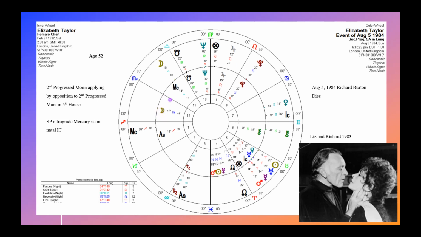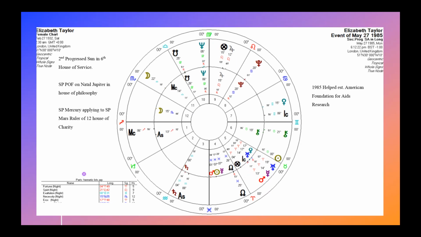And then we have secondary progressed Mercury retrograding right on that IC, the natal IC, the most private, hidden, secret part of your chart. And then the second progressed Sun moves into the sixth house of service.